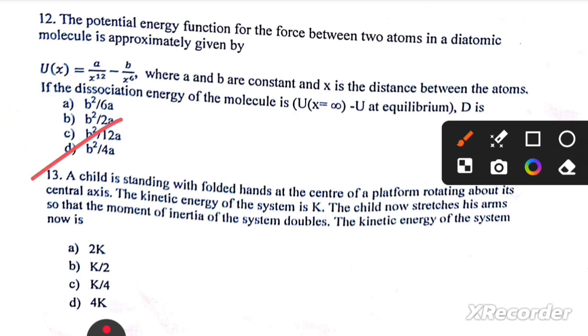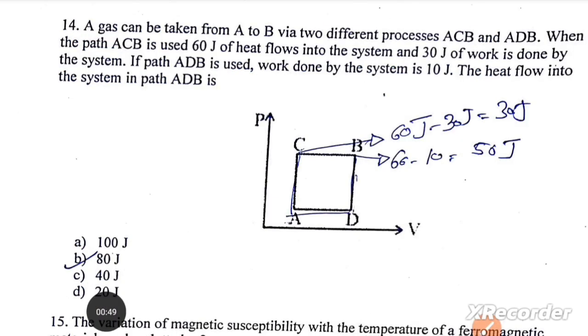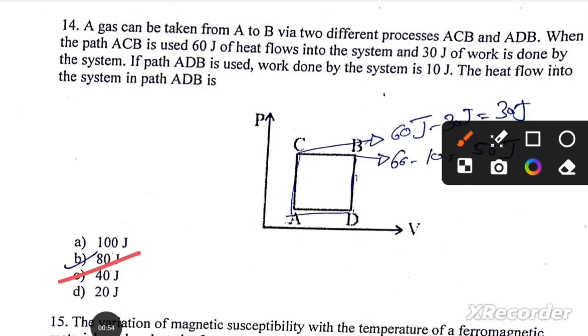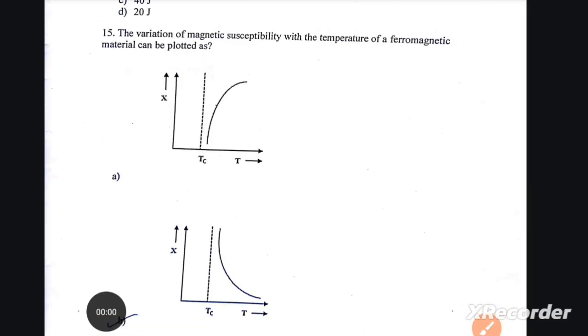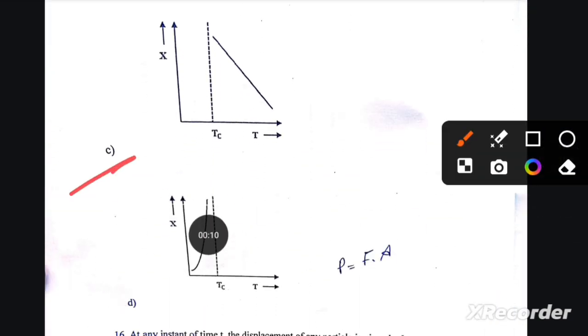B square by 4A. The kinetic energy of the system now is K by 2. The heat flow into the system path AdB is 40 joules. The variation of magnetic susceptibility with the temperature of the ferromagnetic material can be plotted as. इसका correct answer है आपका option D.